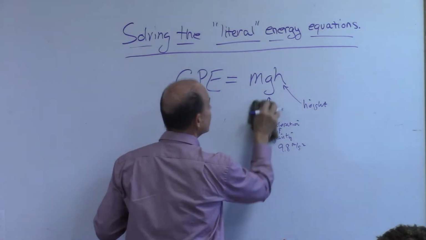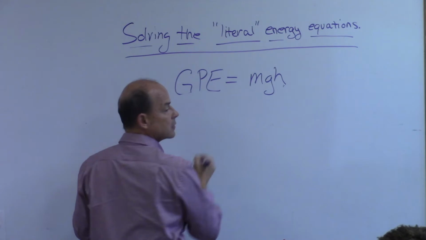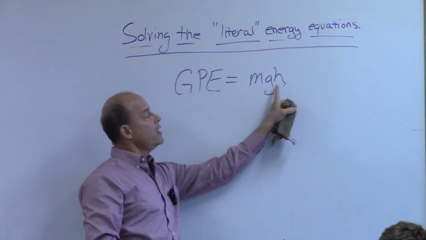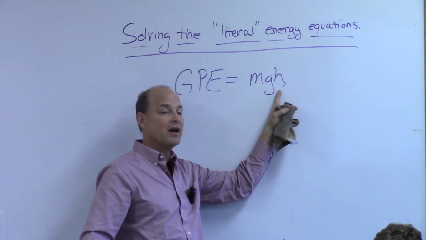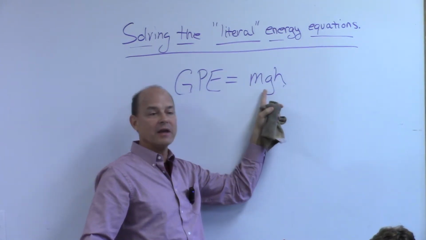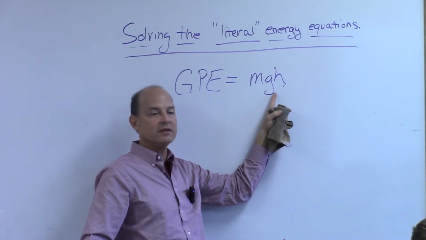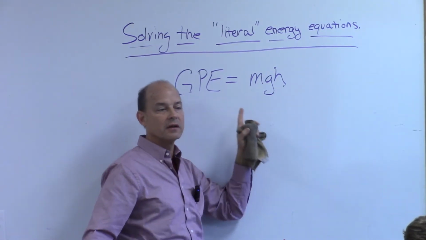Okay, now we want to solve this for H. Who else wants to try a shot at this? We want H alone on this side of the equation. So what do we have to undo? We got to undo the multiplication by mg. So how do we undo a multiplication? By dividing, right? So what am I going to divide both sides of the equation by? By mg.